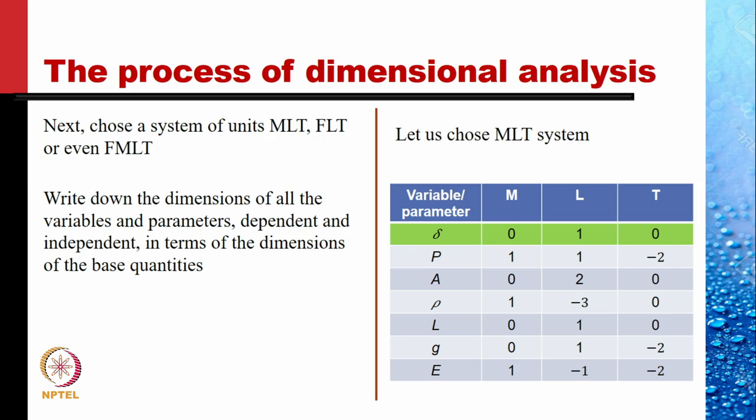P, the force, is mass times acceleration. So it has a dimension of M^1, L^1, T^-2. Similarly, the dimensions of the other quantities. E, the elasticity, is like stress per unit strain. So it has a dimension of stress, which is force divided by area. So the dimensions are mass 1, length minus 1, and T minus 2.